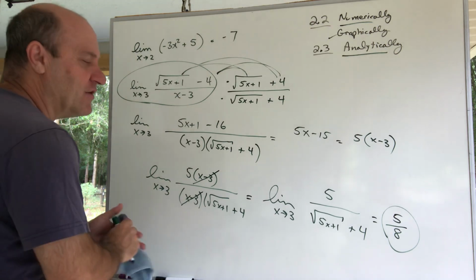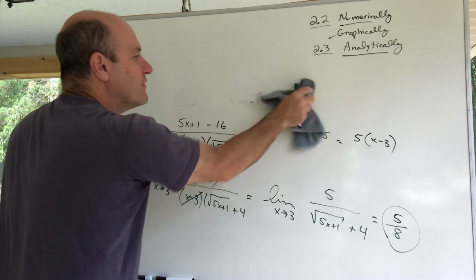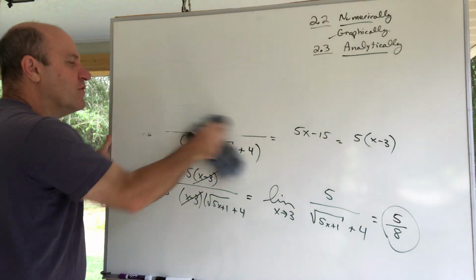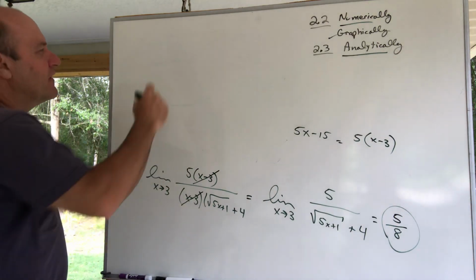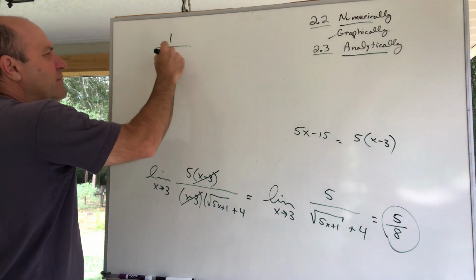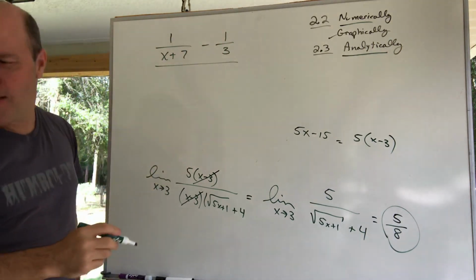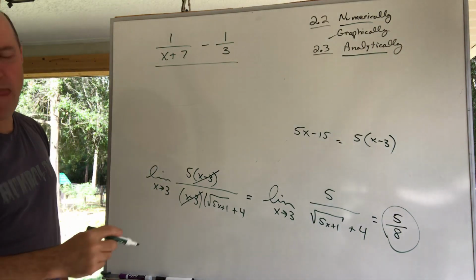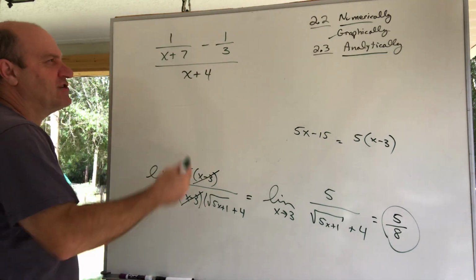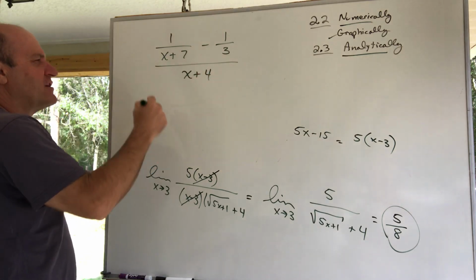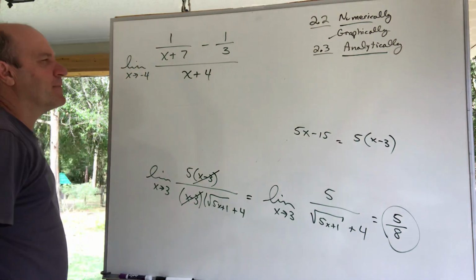Anyway, I'm not going to do that. Let's do another problem here. I want to show you another algebraic technique for doing these tough problems analytically. Here's one. I made up this guy. This is kind of a weird problem. Here comes an x plus 4. So this is a complex fraction. It's got fractions over a fraction, and I'm trying to do the limit as x approaches -4.